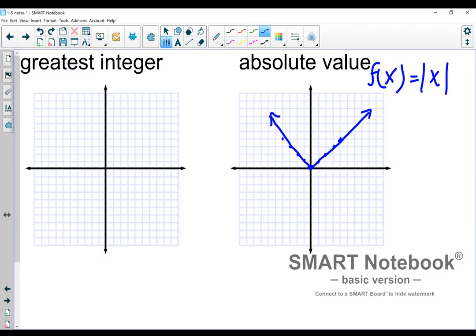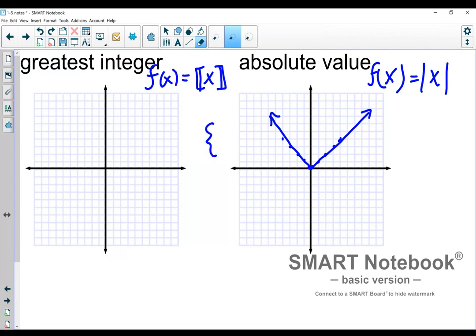And last is the greatest integer function. The other name for this is the floor function. And your textbook uses these fancy brackets that look like this, not like the fancy brackets I normally call fancy brackets. So these are almost like a double bracket.